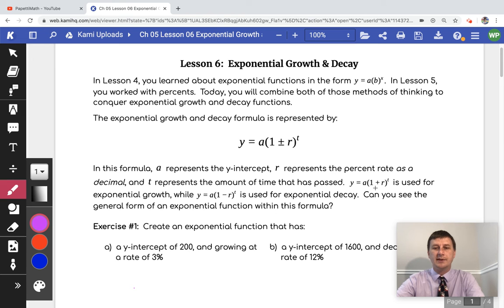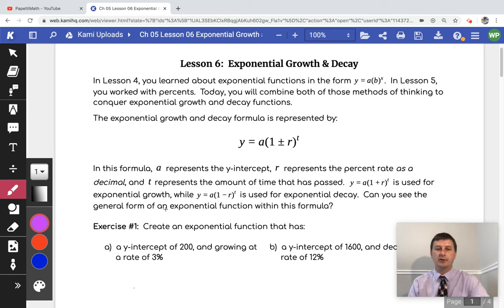So y equals a times 1 plus r to the t is used for exponential growth because, remember from lesson 5, when we add to something, it makes it larger. We added in a couple of instances in lesson 5 where we got a larger number than we started with, and that's why it's growth. While 1 minus r is used for decay because we're subtracting from our original 100%. And that's why our exponential growth and decay formula is denoted with this plus or minus symbol.